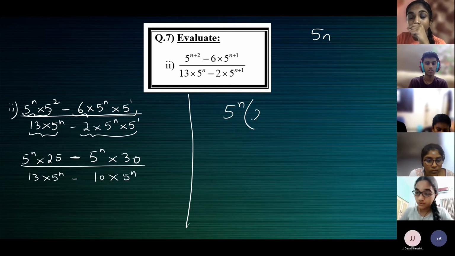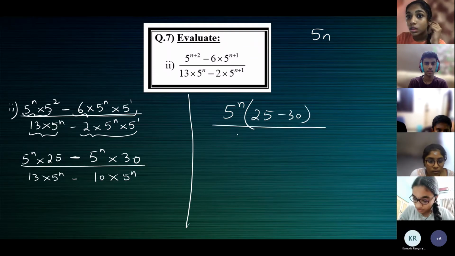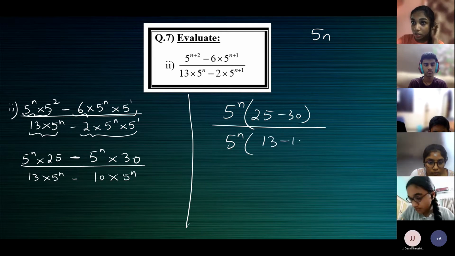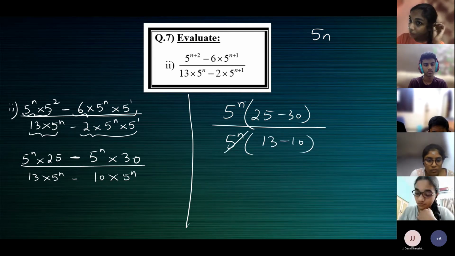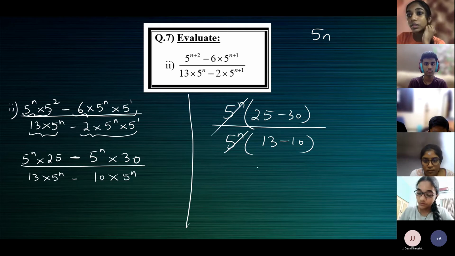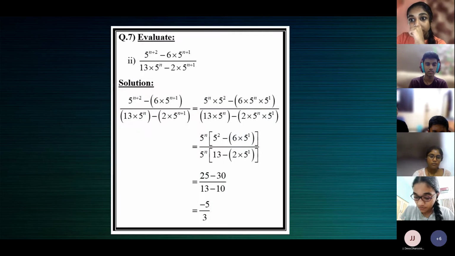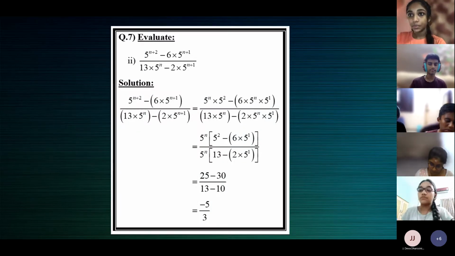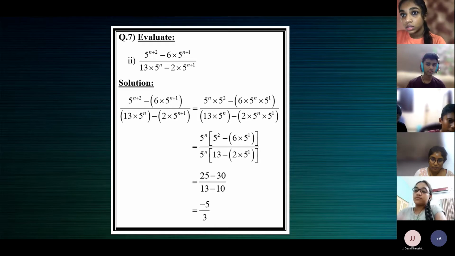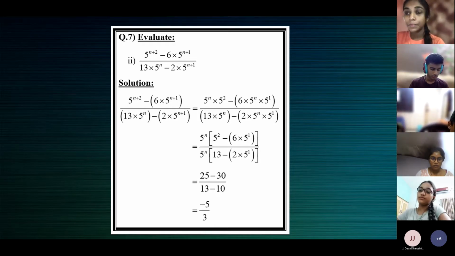25 minus 30, divided by 5 to the power n, 13 minus 10. 5 to the power n gets cancelled, ma'am. Minus 5 by 3. Write down, children.